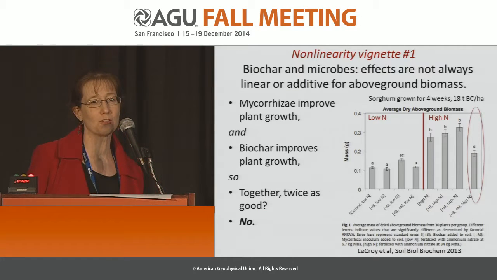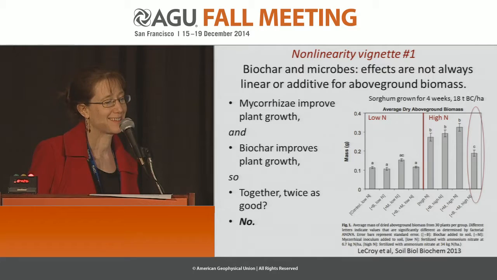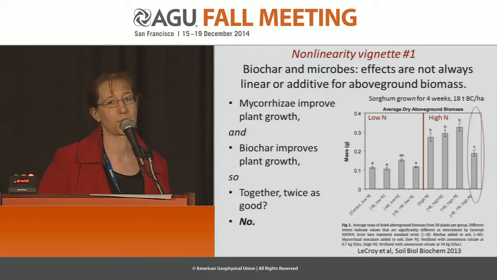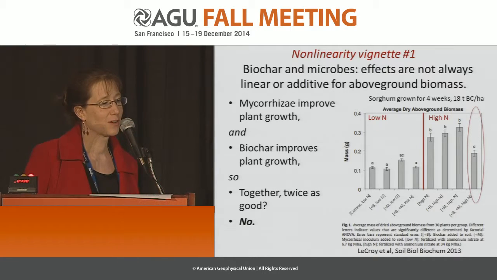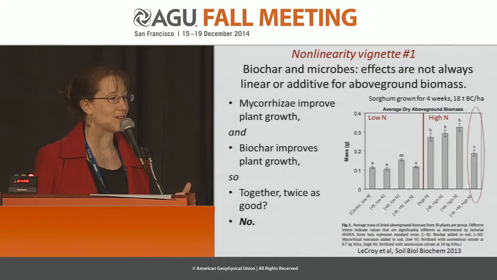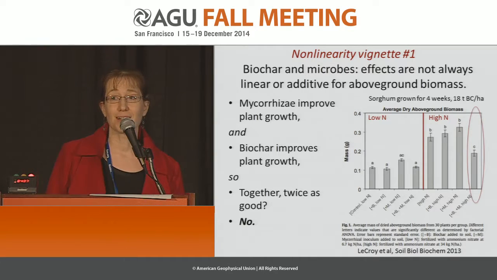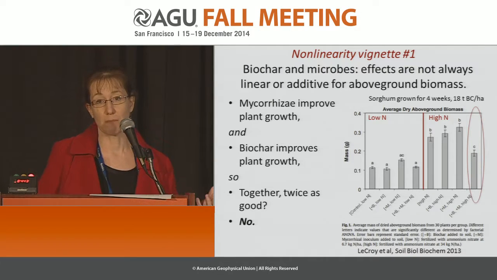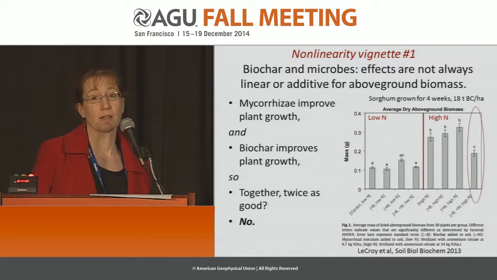So I'm going to talk about 2 nonlinearity vignettes that are research that's come out of the Rice Biochar group. One of the hypotheses that gets kind of bandied about is, okay, mycorrhizae are good for plants. We know that by improving the mycorrhizal infection rate in plants, you get bigger plants, you get healthier plants, sometimes you get improved crop yield, and biochar can also improve plant growth. So maybe it's double good if you put both of them in, right? Okay, so it turns out it's not double good.